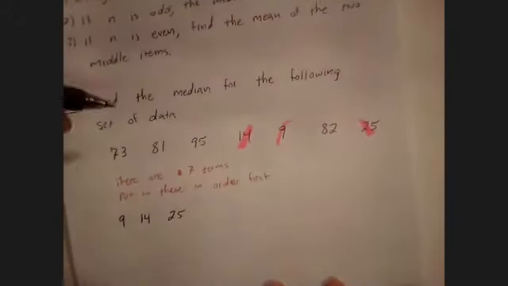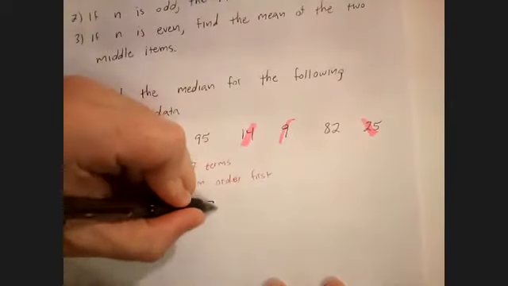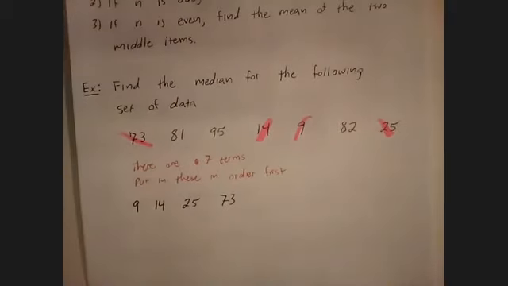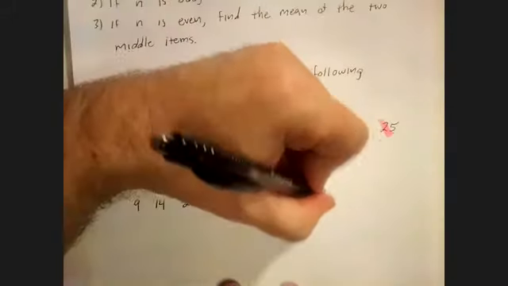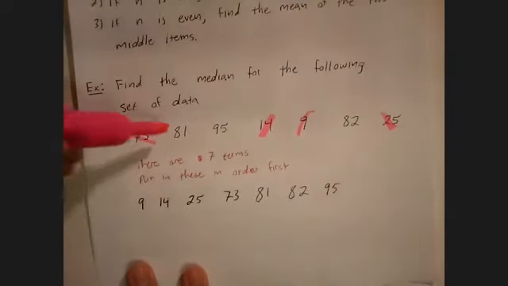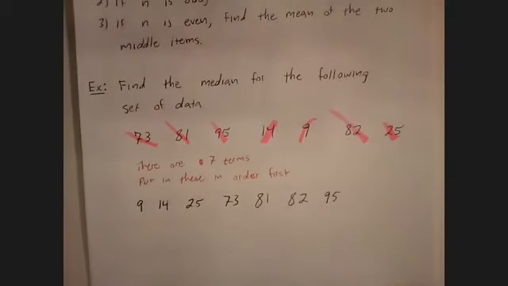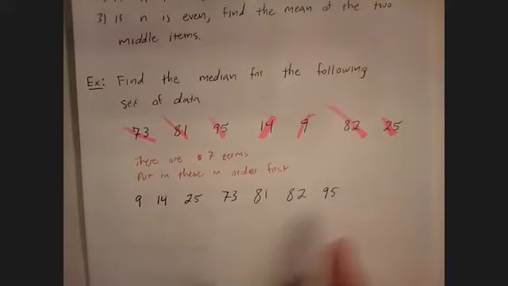Some more 20s, 30s, 40s, 50s, 70s, 73. We got 81, 82, and 95. So once I get fewer and fewer terms, it's easier to see what's next. All right, now they are all in order. The median is the middle term. Okay, I could count 1, 2, like there's 7 terms. I could count to 4.